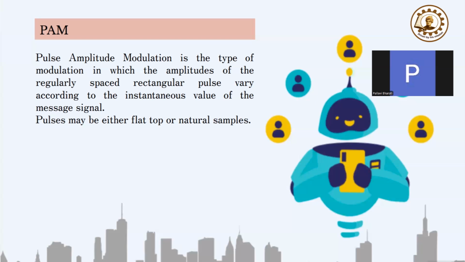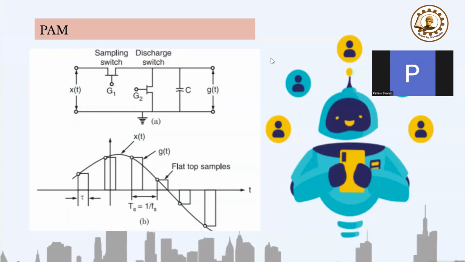The amplitude, frequency, and phase of the carrier signal were varied according to the instantaneous amplitude of the message signal. Here, the carrier signal is our rectangular pulse instead of the sinusoidal wave. So the rectangular pulse amplitude is going to vary according to the instantaneous value of the message signal. This is the sample and hold circuit. The same idea that we studied regarding flat top samples is going to be studied here.